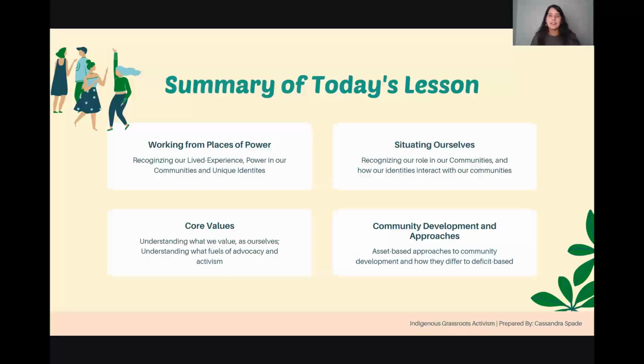And we also understand that all communities have different solutions. So the solution to my community is going to be very different from your community. And that's because we come from all very unique and distinct places of being. And that relates back to working from places of power, in that the communities we come from have so much power, and so do we.